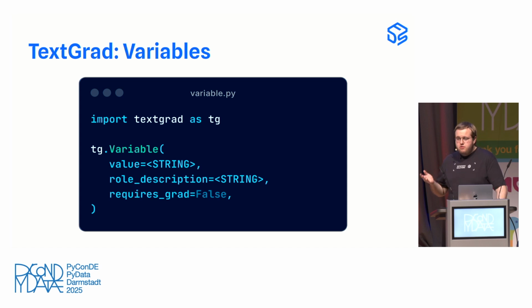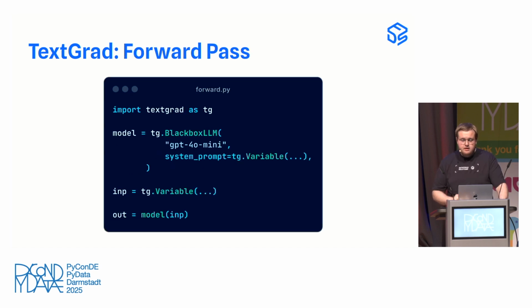And the first important concept we need to be familiar with is the variable. A variable in TextGrad is either a complete or partial prompt template that can be optionally optimized by setting the respective value of the requires grad argument. To use the variables, TextGrad provides a built-in black box LLM module that takes one variable for the system message in init and another variable for the user message as an input in the call method.